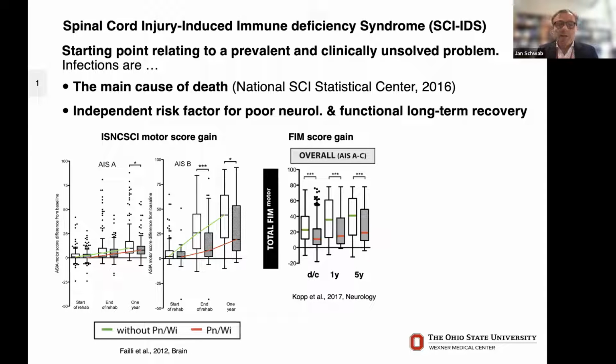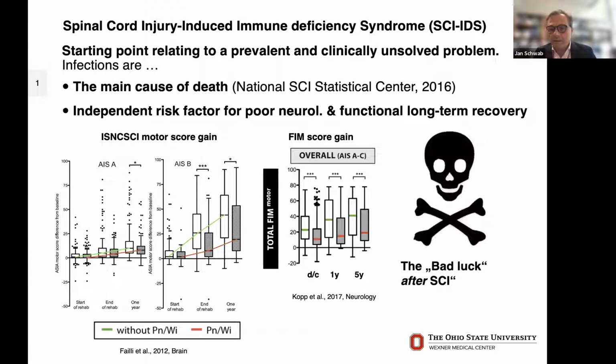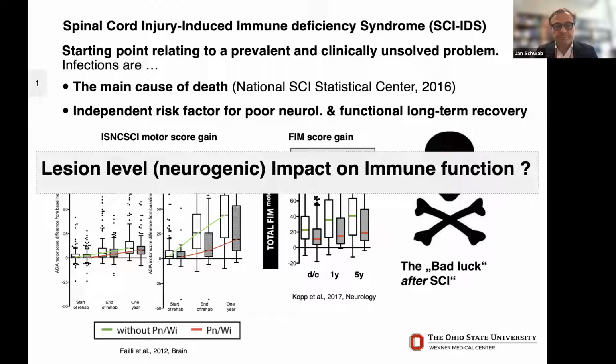So in summary, even spinal cord injury is a catastrophic event for the patient, and of course also mostly for the families. There is the bad luck which can even come after such a catastrophic event, which is the development of infections. Well, why should there be a neurogenic imprint on immune function?